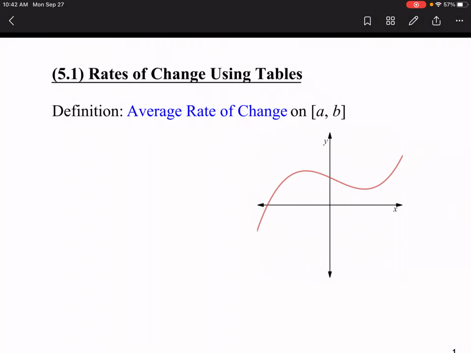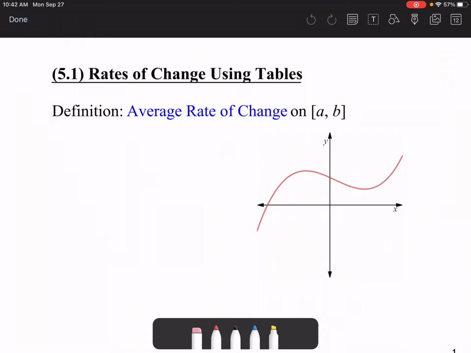Hello and welcome to lesson 5.1, rates of change using tables. So today we're going to take a look at how to actually calculate rates of change, specifically average rate of change and instantaneous rate of change using table values. You are going to need to use a calculator to do so.